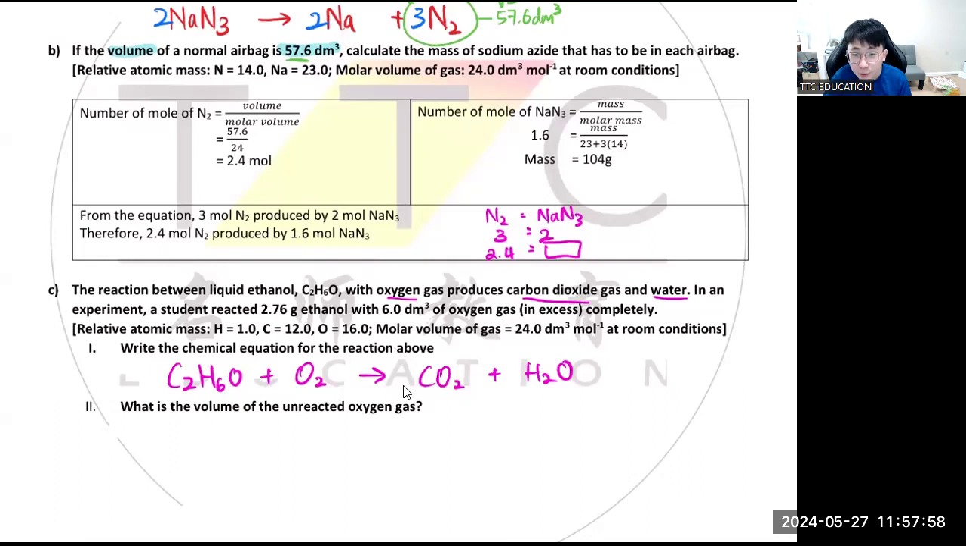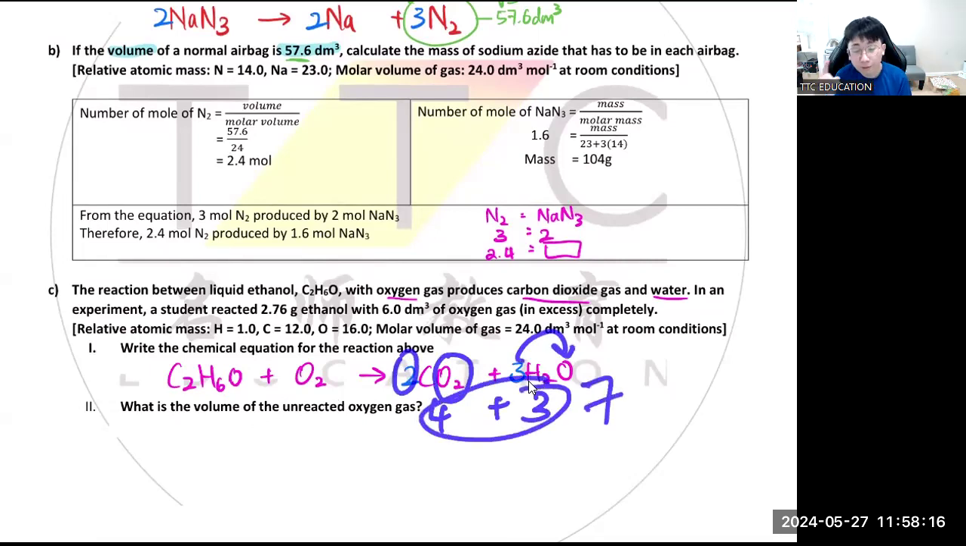Don't forget to balance the equation. So from here, 2C on the right, also 2C. And then on the left, we've got 6H. On the right, I also put a 6H, so try times 3. So in overall, how many O do we have? 2 times 2 is 4. 3 times 1 is 3. So 4 plus 3 in total is 7 oxygen.